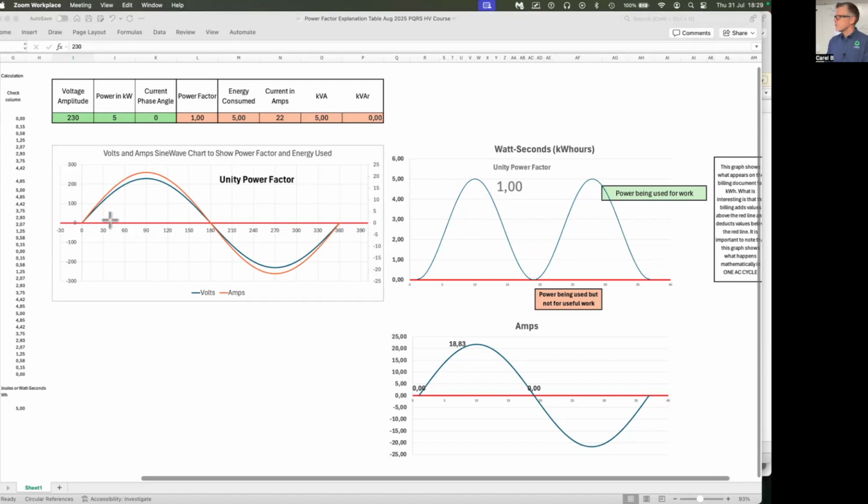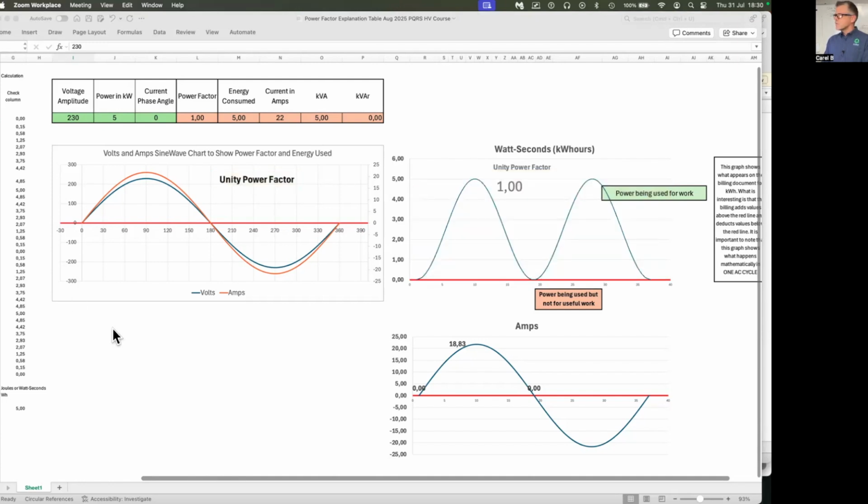Guys, if you understand what I'm saying and you're kind of keeping up, that is going to be epic. So everything above the line at the moment is being used for work because our power factor is at unity. Our power factor is at 1. So all of the power that we are drawing is being used for work.